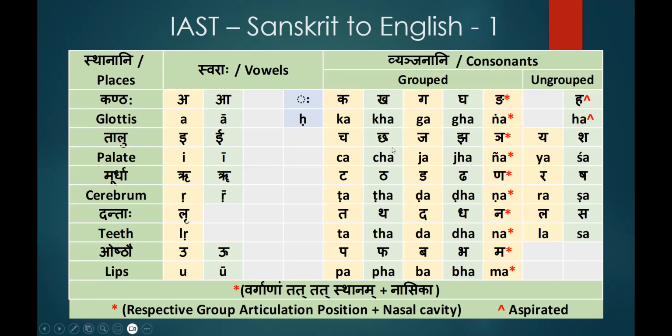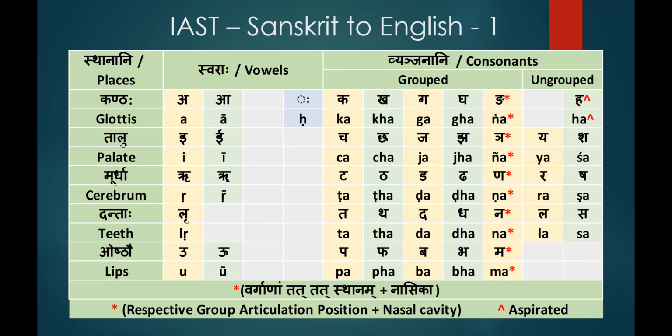These vyanjanas are again further classified into two types. One is vargiya vyanjana, called grouped consonants. The other is ungrouped. If you notice in this particular chart, you have five lines of consonants in five rows and five columns, together accumulating 25. So you will see one classification is ka, kha, ga, gha, nga, that is in the first line. These are grouped basically because all these five consonants are produced at the same point in the mouth. That point in the case of ka, kha, ga, gha, nga is called the glottis or throat region, kantha in Sanskrita.